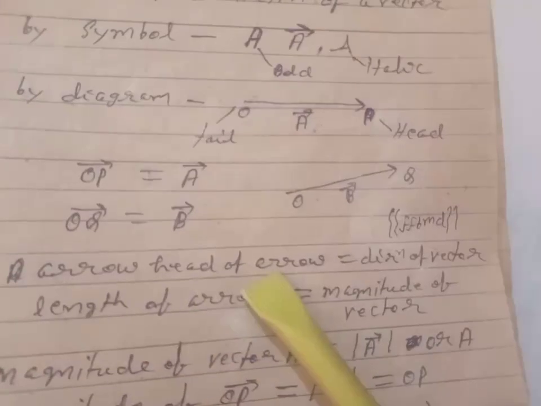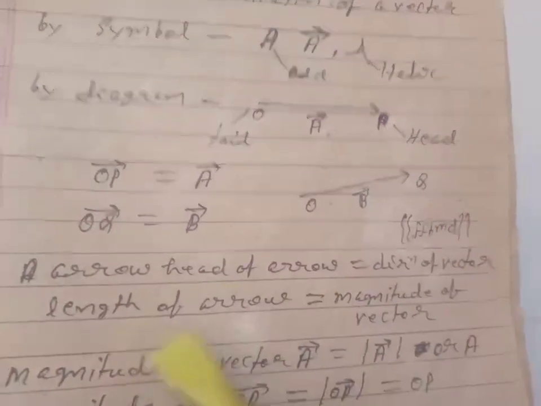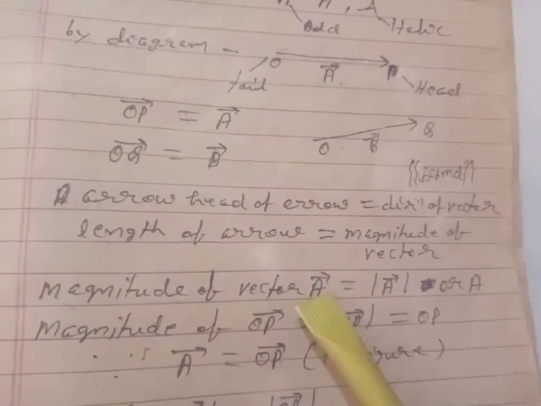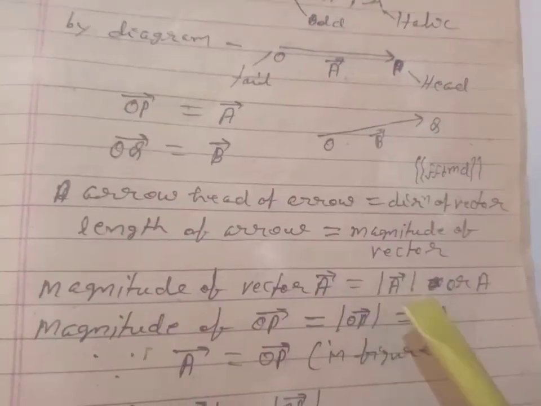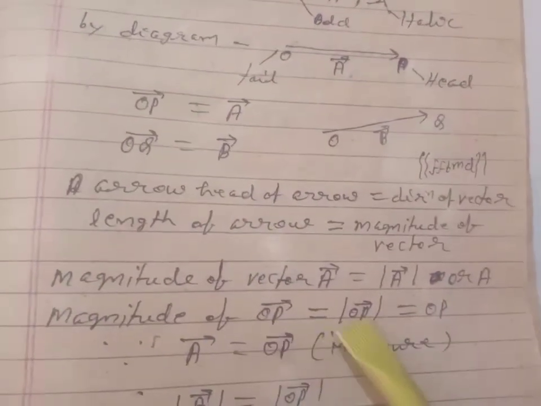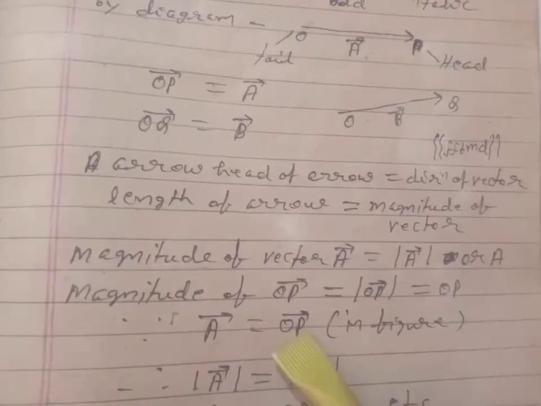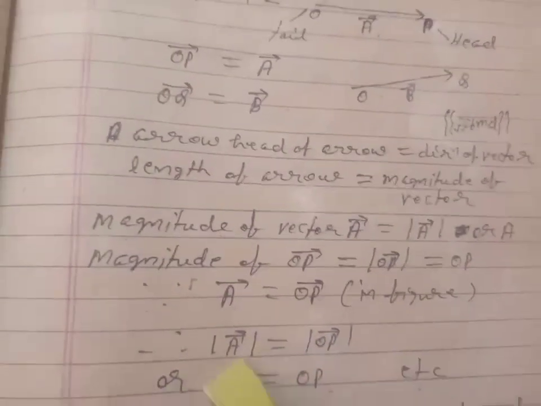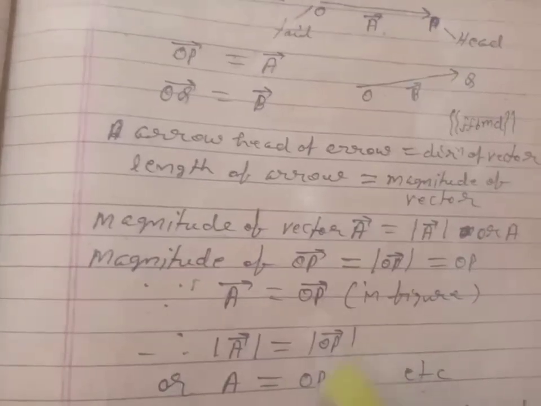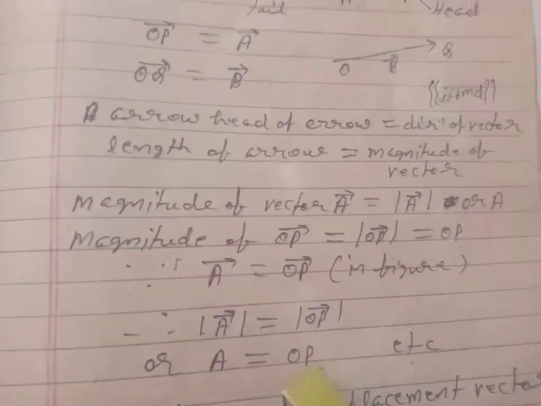Here the arrowhead represents the direction of the vector, and the length of the arrow equals the magnitude of the vector. The magnitude of vector A is written as mod A vector, or simply A. Similarly, the magnitude of the OP vector is mod OP, or OP. Since the A vector equals the OP vector in the above figure, the mod of the A vector equals the mod of OP, or A equals OP.